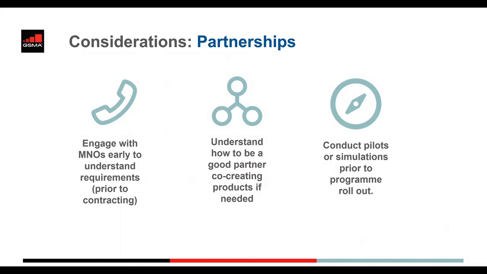Second is understanding how to be a good partner. So mobile money, cash and voucher assistance might need customization, especially when working with more vulnerable groups. So it's important to understand on both sides how to work together to make sure that this is both commercially sustainable and meeting the needs of the humanitarian to meet these more vulnerable populations. So in some cases that might mean co-creating products.